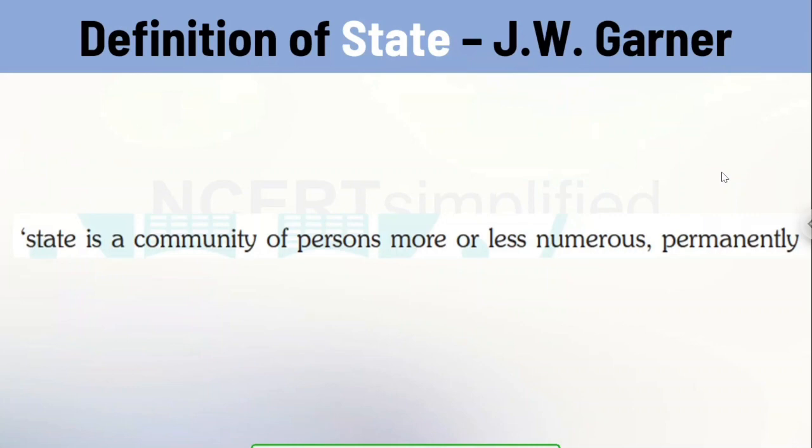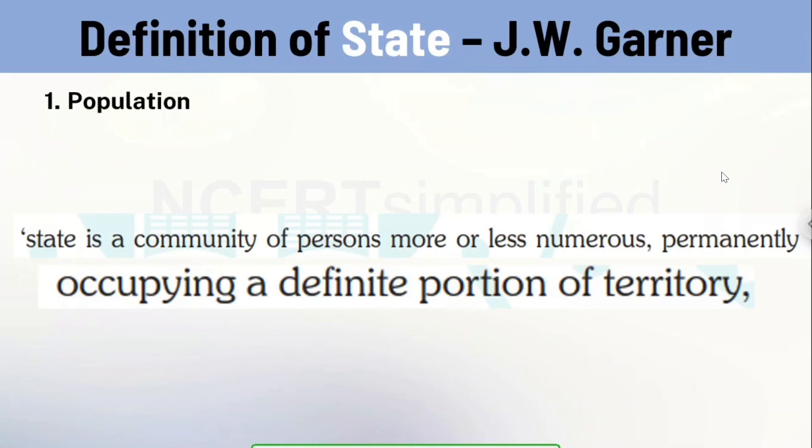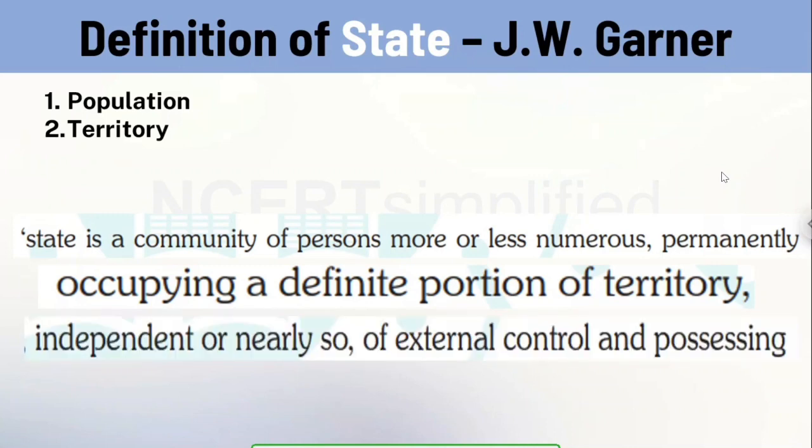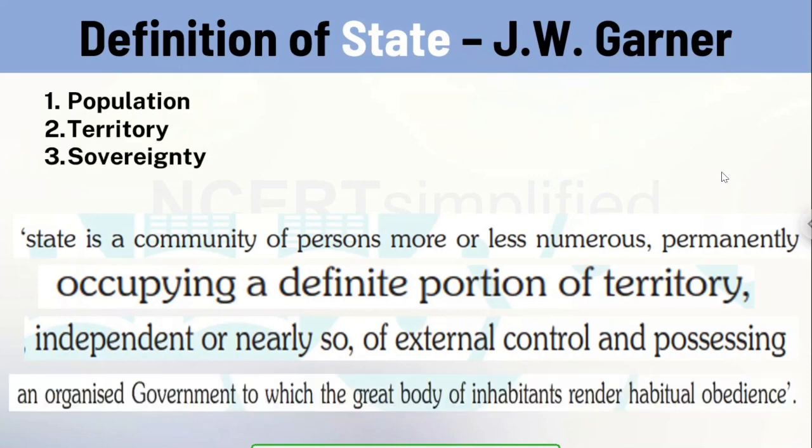Garner. So, state is a community of persons, more or less numerous, permanently occupying a definite portion of territory, independent or nearly so of external control, or possessing an organized government to which the great body of inhabitants render habitual obedience. So, this covers the first element of state, population. Occupying a definite portion of territory comes under territory. Independent or nearly so of external control, this refers to sovereign power. And an organized government, so, government. In this definition by J.W. Garner, all 4 elements of state are covered, which is an easy way to remember this definition.